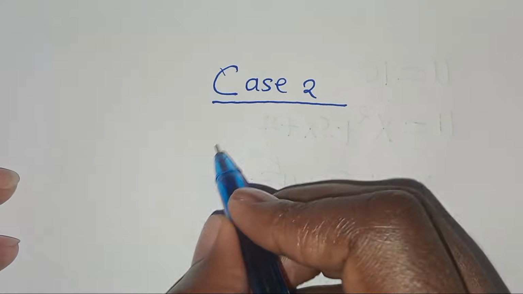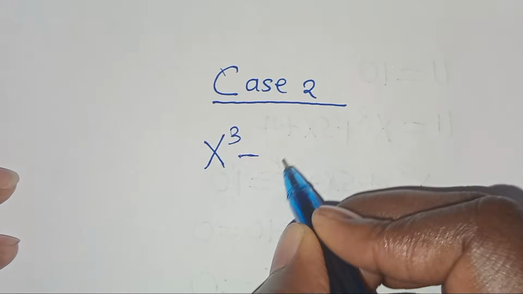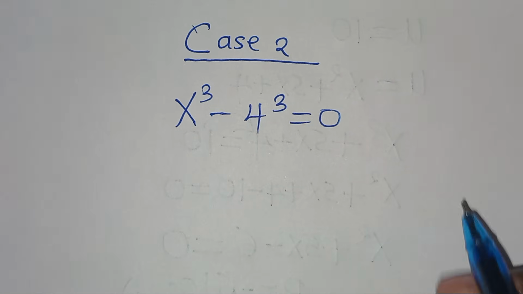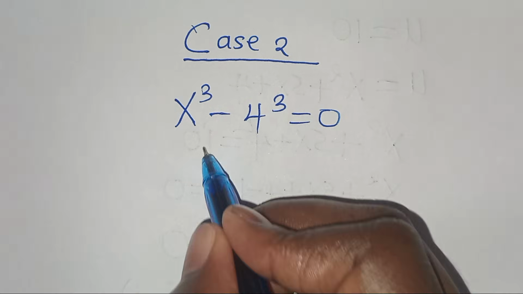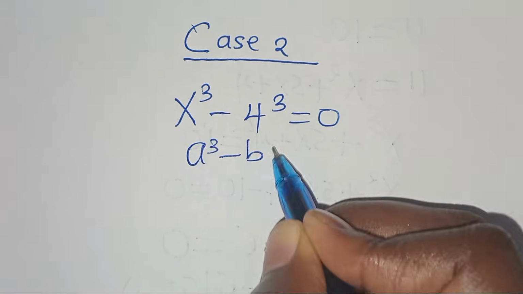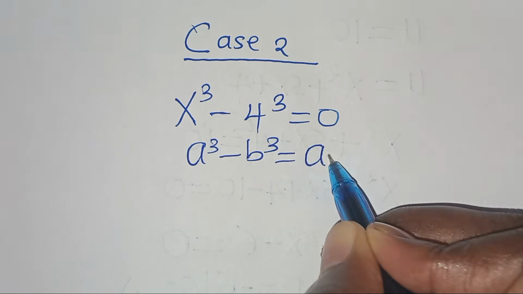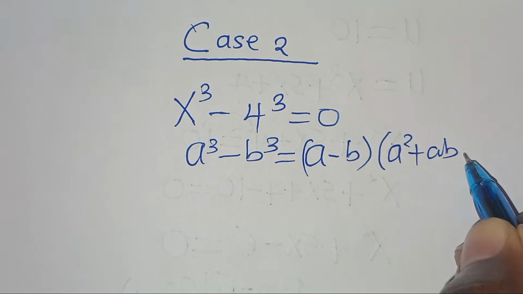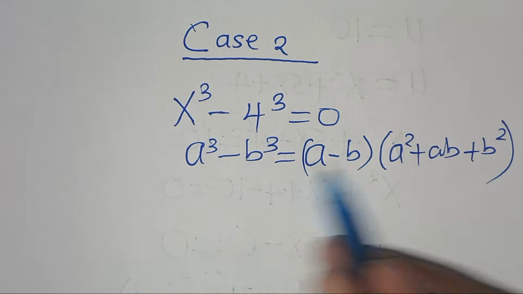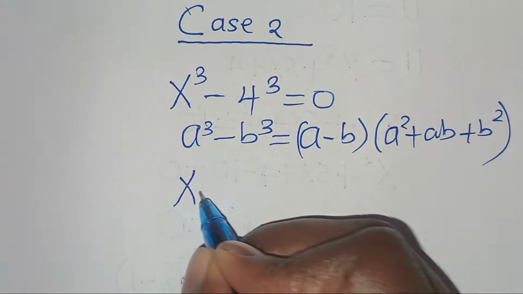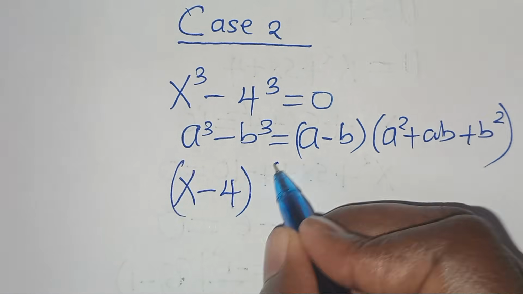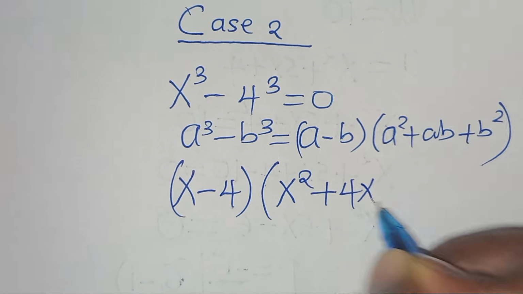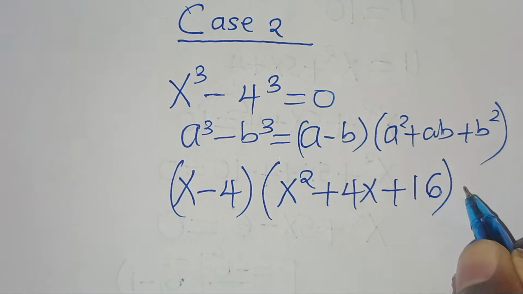Now in case 2, we have x to the power of 3 minus 4 to the power of 3. This is equal to 0. Now, this equation here is in the form of a to the power of 3 minus b to the power of 3, which we can express as (a minus b)(a squared plus ab plus b squared). So let's apply this identity so that we have (x minus 4), then in the second parenthesis here, we have x squared plus 4x plus 4 squared, which is 16. This is equal to 0.